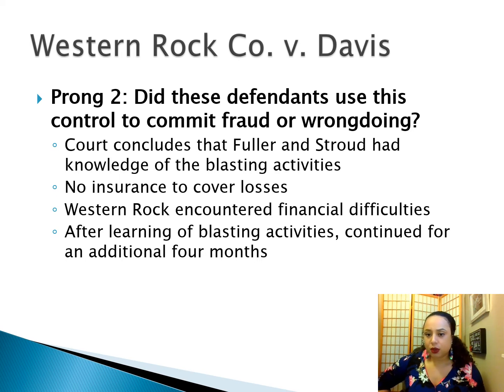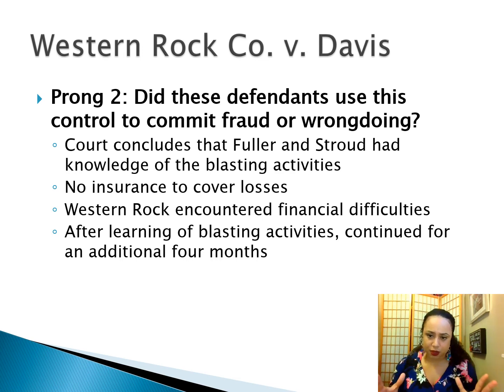There was also a wrinkle where there was no insurance that could cover the losses suffered by these tort claimants. And so there was no new money available to these claimants to be able to repair their homes, even though the activities of the corporations effectively caused the damages to their properties. And of course, Western Rock encounters financial difficulties. So even after all of this, no insurance to cover the losses, Western Rock experiencing financial difficulties, it's completely unfathomable that they didn't have any knowledge that this was occurring.